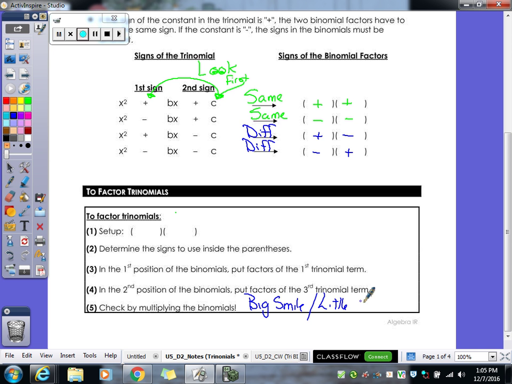I don't know if Ms. Shug called it big smile, little smile. Yes, she did. She did. Okay. I remember her using it as a check. Oh yeah, she did. Yeah.